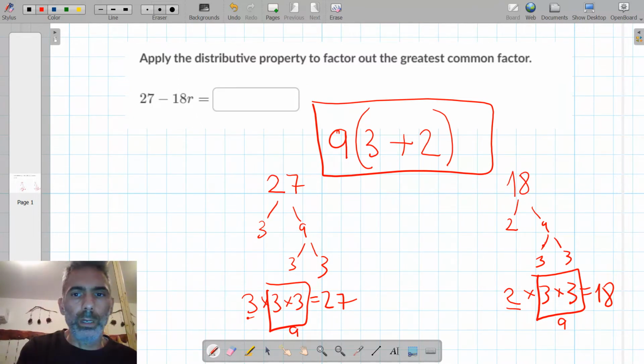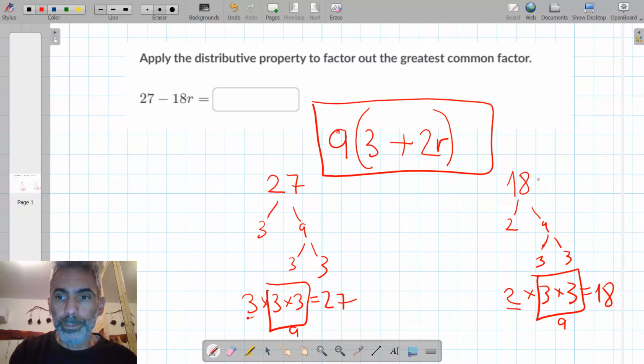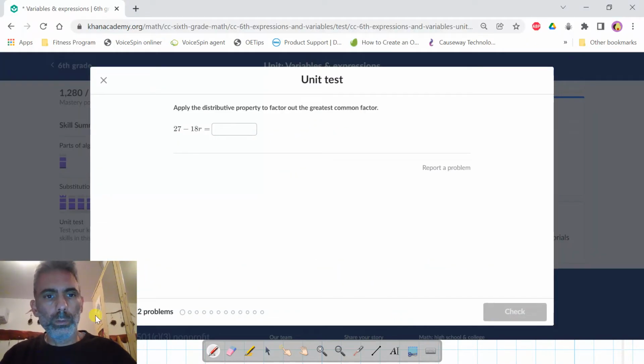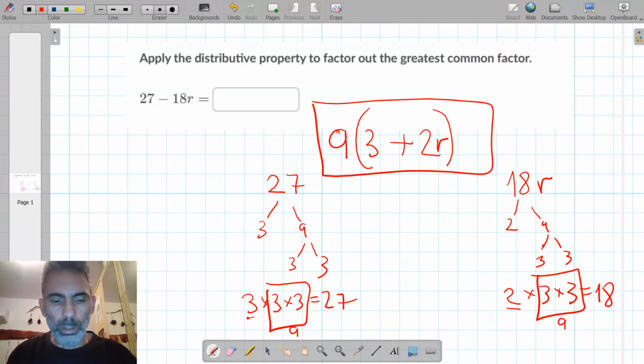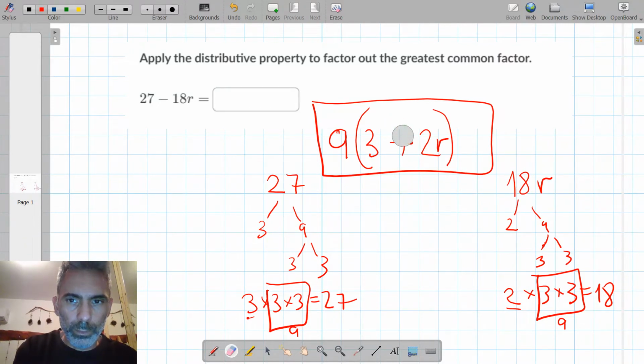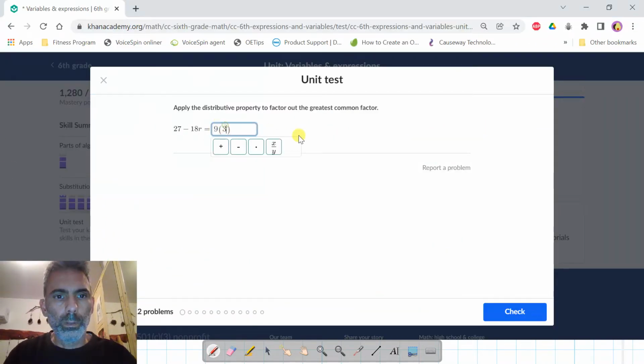Oh, this is R, we have R here, we forgot the R. This is 18R. Okay, 9 times 3, it's a minus, it's not plus. So it's a minus 2R.